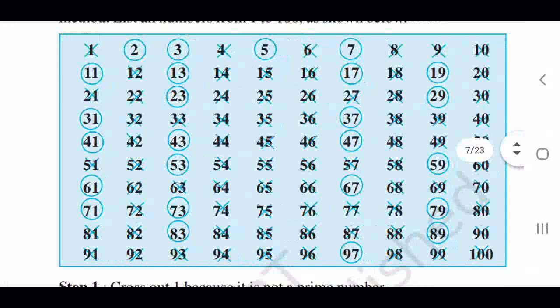Then 3. You know that 3 is a prime number. Encircle 3. Cross out the multiples of 3. 4. 4 is what? It is not a prime number. Cross out. Then you go to 5. 5 is a prime number. Encircle 5. Cross out the multiples of 5. 6. Composite number. Cross out. 7. Prime number. Encircle. Cross out the multiples of 7. And so on. At last, what will be in that circle? They will be what is prime numbers. Don't do now. Leave the space. Okay.